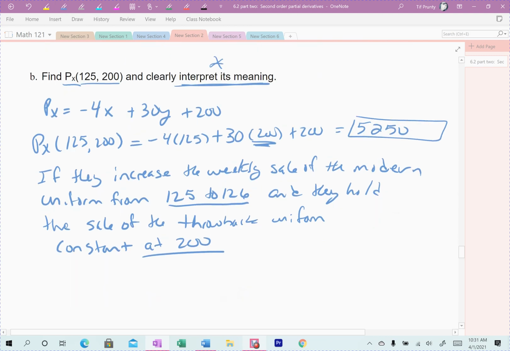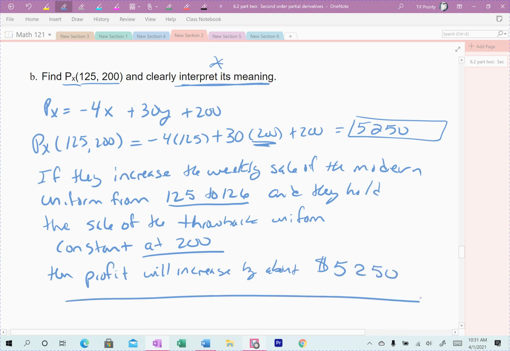So what's changing, what's held constant, and how does that affect my overall function? My overall function's profit in dollars. And so total profit will increase by about 5,250. Those are the three things we're looking for in your interpretation.